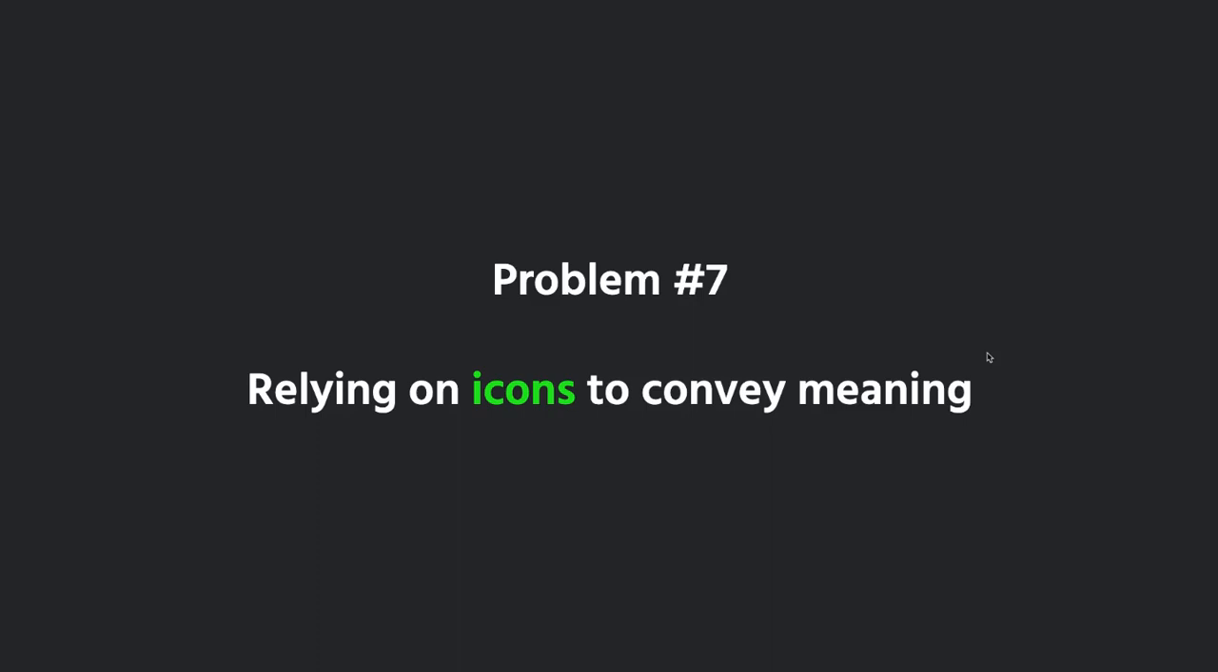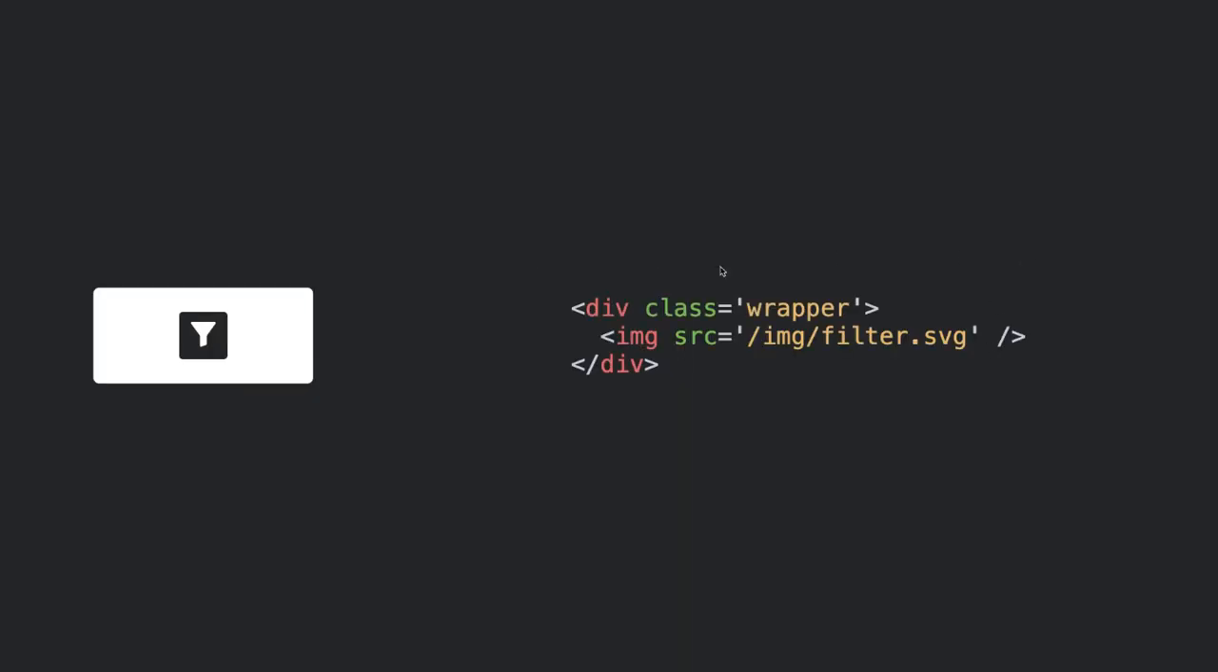Problem number 7 is relying on icons to convey meaning. And this is another common thing too. You might have a filter button, which is a common thing. For most people this makes sense. We know that this is something that you click on, it's going to filter.